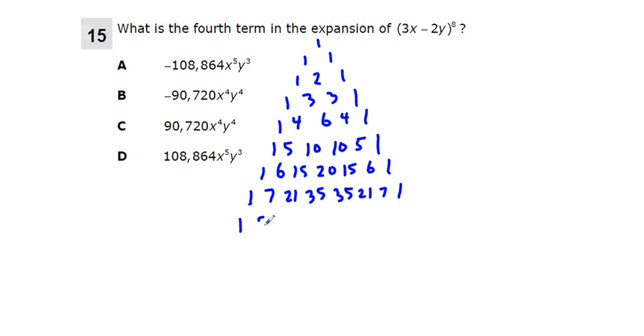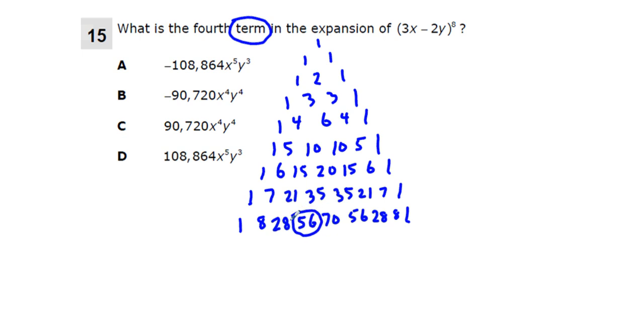Finally, our 8th row is going to be 1. 1 plus 7 is 8. 7 plus 21 is 28. And 21 plus 35 is going to be 56. And then 70, 56, 28, 8, and 1. So you're talking about the 4th term. Okay, you're going to be talking about this thing right here.